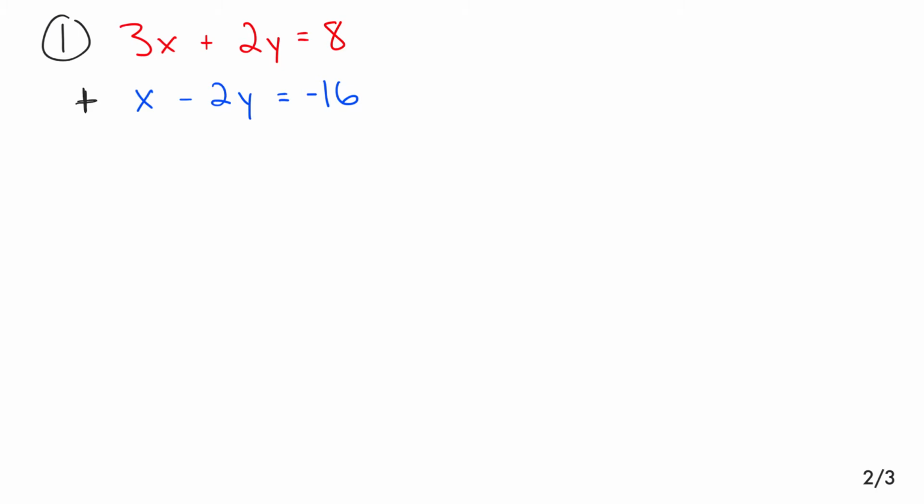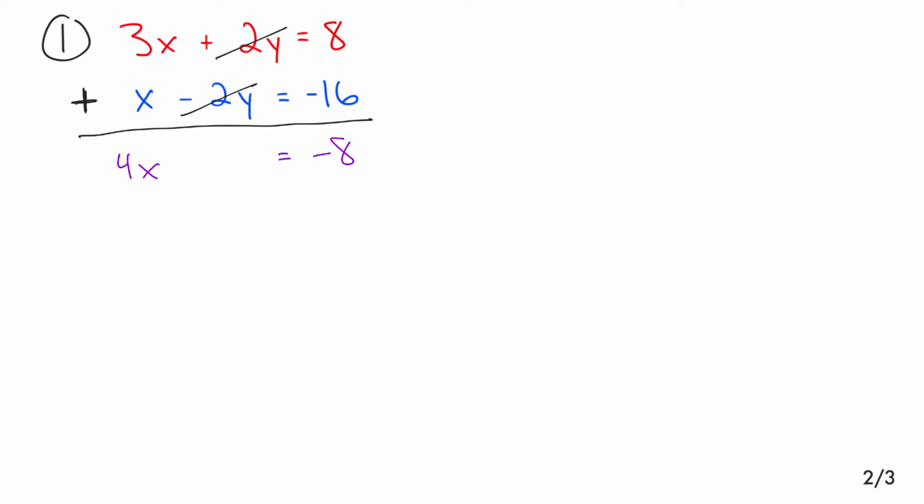Also do keep in mind, when we give names to techniques or ideas or formulas, we don't just pick random words. We actually mean what they say. This technique is called the elimination method because when I add 3x plus x, we get 4x. When you add a 2y and a negative 2y, they eliminate. Hence why this is called the elimination technique. And that would be equal to 8 plus negative 16, which is negative 8.